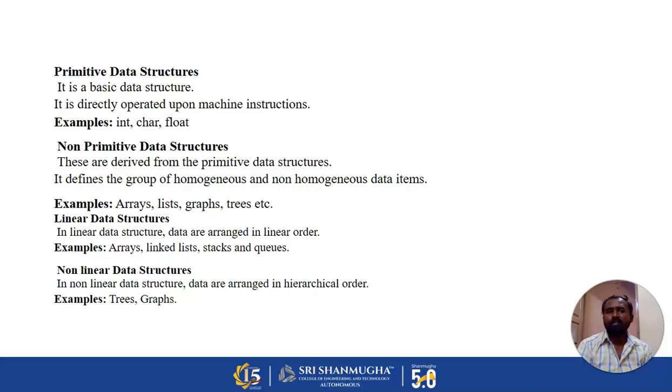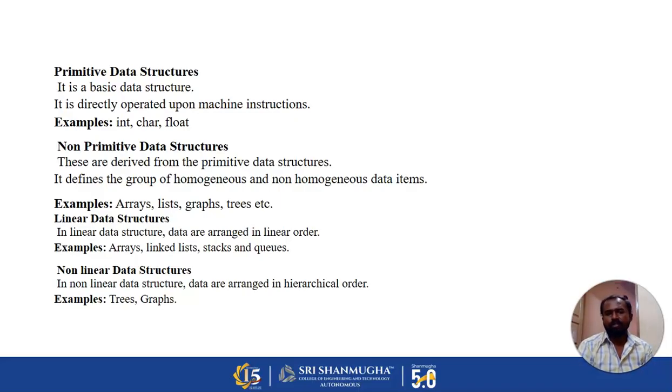Next, primitive data structures. What are primitive data structures? They are basic data structures. They are directly operated upon by machine instructions. Examples: int, char, float. What are non-primitive data structures? They are derived from the primitive data structures. They define a group of homogeneous and non-homogeneous data items. Examples are array, list, graphs, tree, etc.